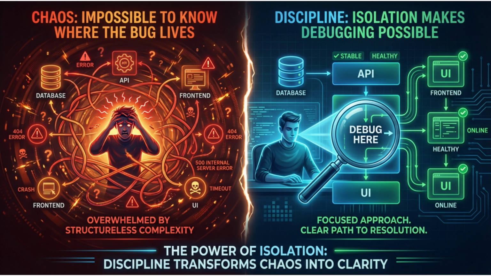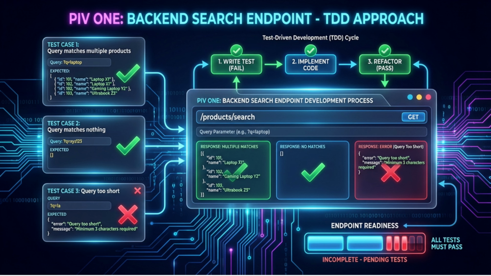You never debug the entire stack. You debug the last change you made. That's why lane-specific PIV loops matter even more in full-stack work. Let's begin with PIV 1, the backend loop. Our goal is simple. Create a search endpoint at products/search that accepts a query parameter and returns matching products.